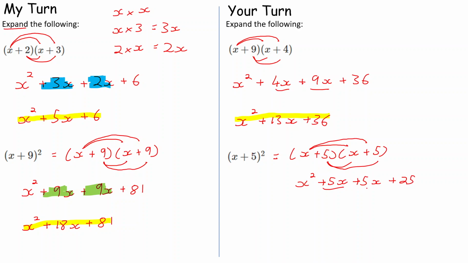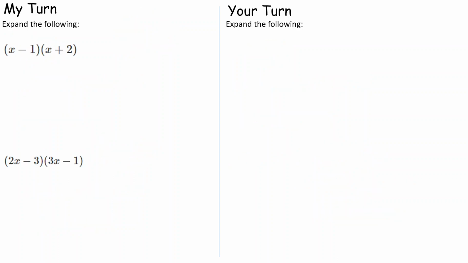So we've got a plus 5x plus another 5x. Okay, we can simplify that part because they're like terms to give you plus 10x. And then you've got that plus 25 on the end. There we go. Brilliant. That is your answer. If you got both of those correct, that is brilliant. Then we can move on to some slightly trickier examples.